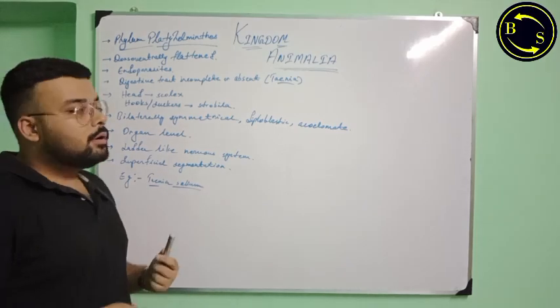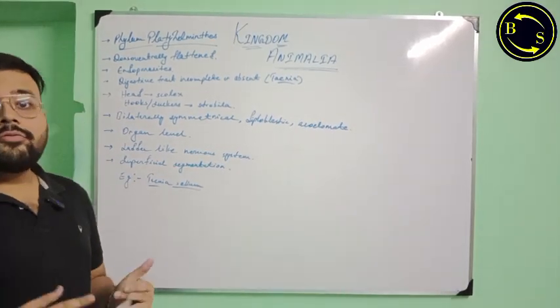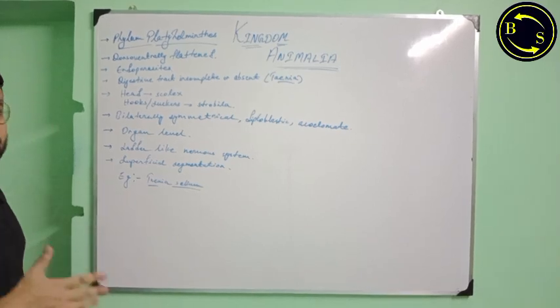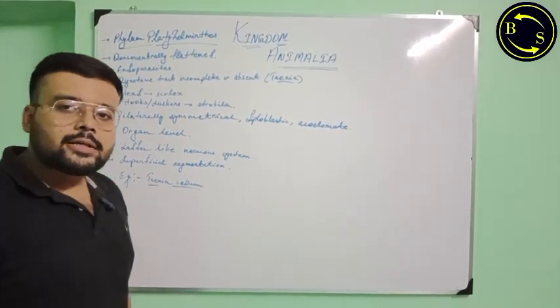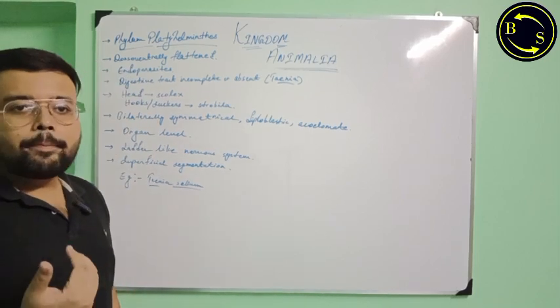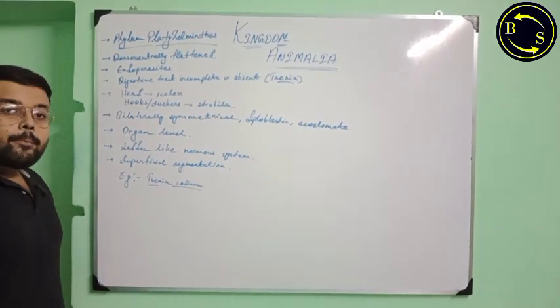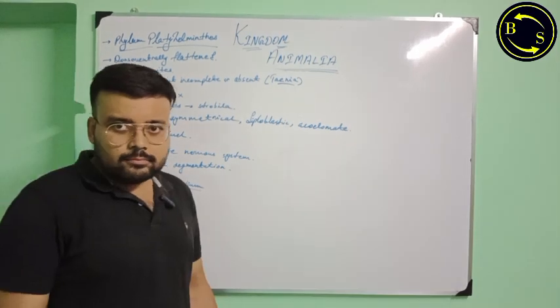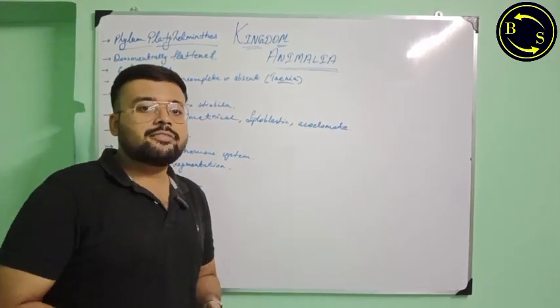Okay, now let's look into phylum Platyhelminthes or the flatworms. Why they are flatworms? Because their body is dorsoventrally flattened, and they are endoparasites of mammals such as cows, pigs, and humans as well. They have incomplete digestive tract. That means they only have one opening for ingestion and egestion as well.